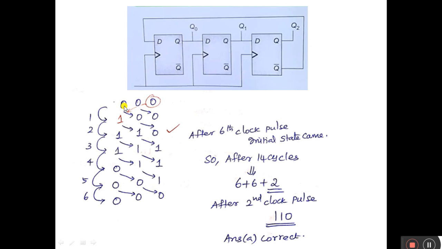So initially assume 000. Now it is a shift register with D flip-flops. So this 0 is shifted here, 1 shifted here. That is directly after applying the first clock pulse. This is connected here, this is connected here. Now Q bar is connected to the input of the first flip-flop. So this 0 becomes 1.